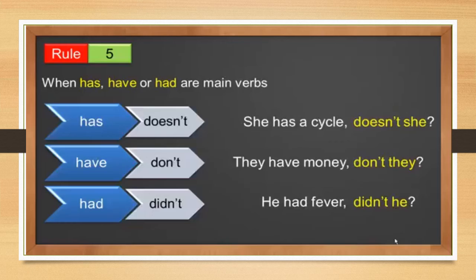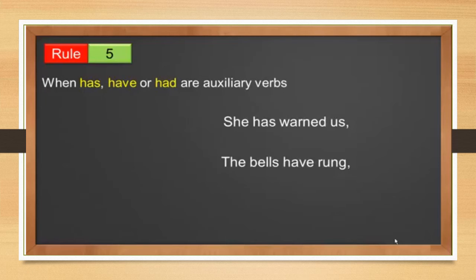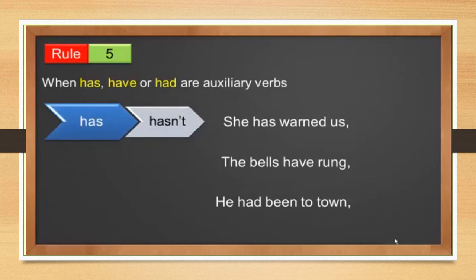But now there is the other part of this same rule. So when has, have or had are auxiliary verbs, helping verbs. For example, she has warned us. Has is auxiliary verb and warned is the main verb. The bells have rung. Have is auxiliary while rung is the main verb. He had been to town. Had is auxiliary while been is the main verb. Then we stick to our earlier rule.